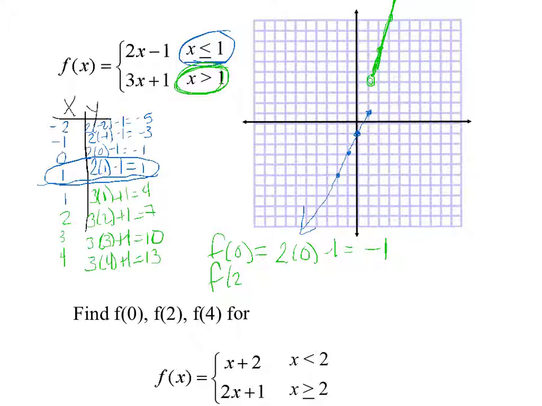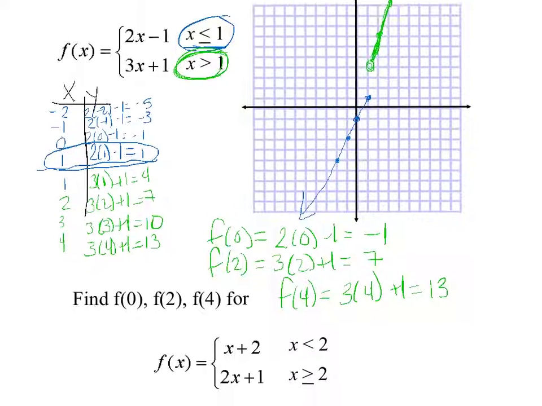Now to find f of 2, again I have to look at these guys over here. And 2 is bigger than 1, so I'm going to use the bottom equation. So we have 3 times 2 plus 1, which gives me 7. And then f of 4. Okay, 4 is bigger than 1, so I use the bottom equation again. I've got 3 times 4 plus 1, which gives me 13.